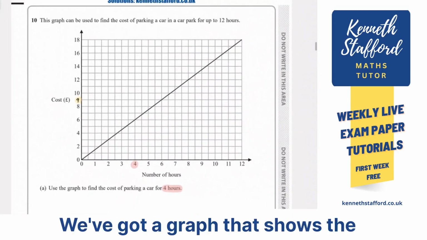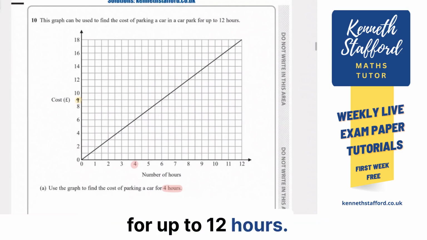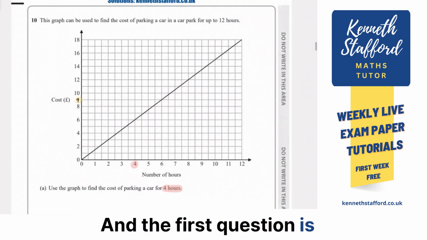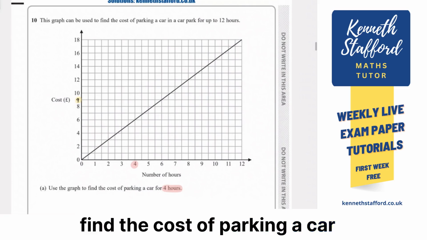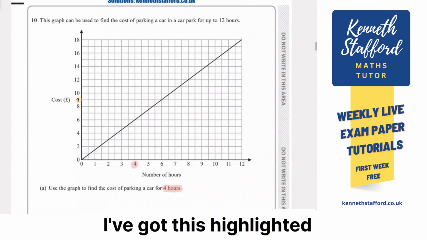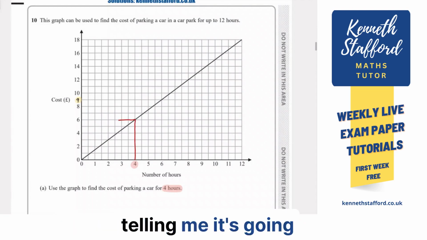Question 10. We've got a graph that shows the cost of parking in a car park for up to 12 hours. And the first question is, find the cost of parking a car for 4 hours. So again, I've got this highlighted, come up from 4 hours, and that is telling me it's going to be £6.